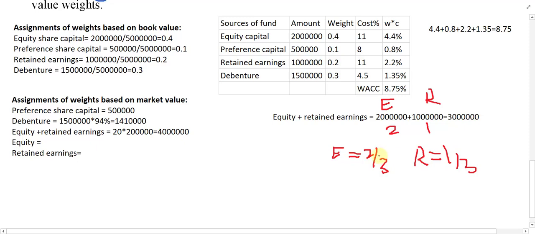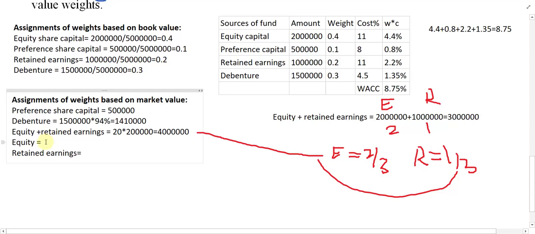So this proportion of contribution of equity and retained earning in the book of account, or as per book value, can make a ratio in order to classify this amount of 4 million between retained earning and equity. It means this amount of 4 million should be divided between equity and retained earning based on this ratio. 2 by 3 should go for equity and 1 by 3 should go for retained earning.